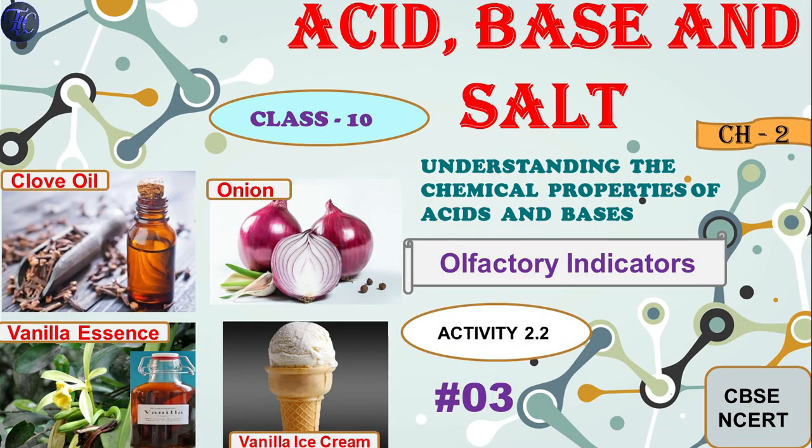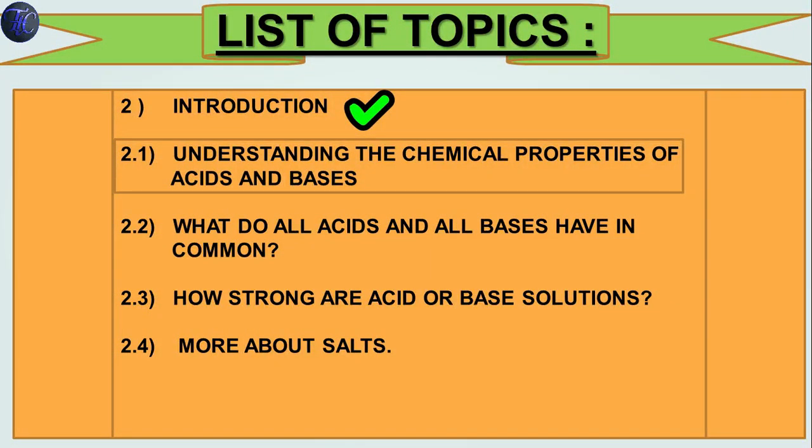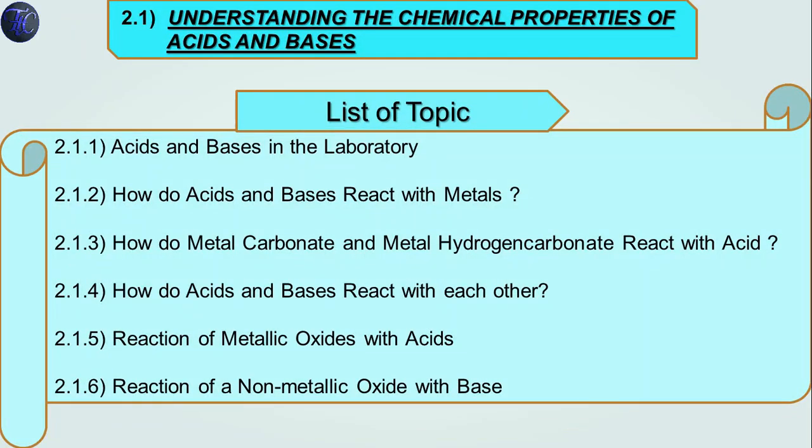As you know, this is a series on acids, bases and salts, and today we are going to learn olfactory indicators. In previous videos I covered the introduction of this chapter and then started the chemical properties of acid and base. In it I had started 2.1.1, that is acid and base in the laboratory.